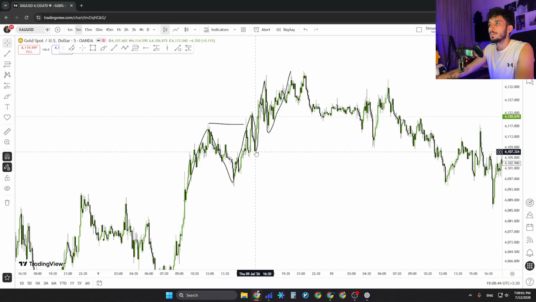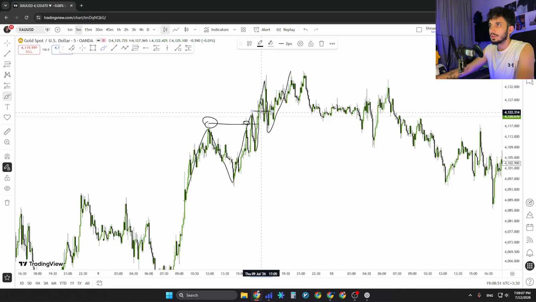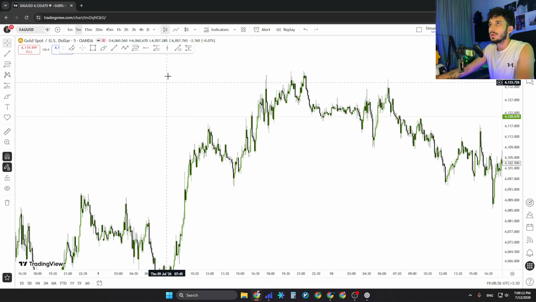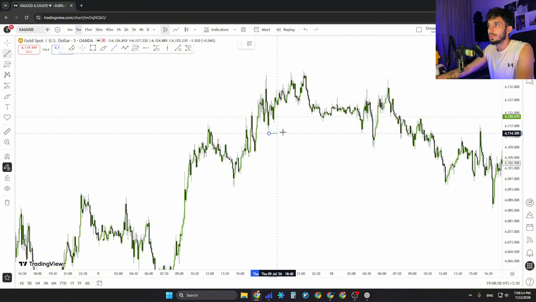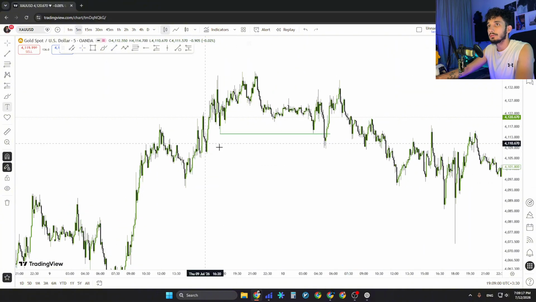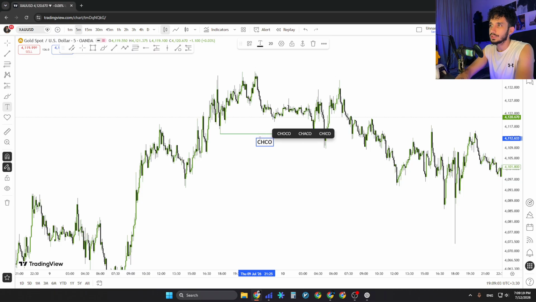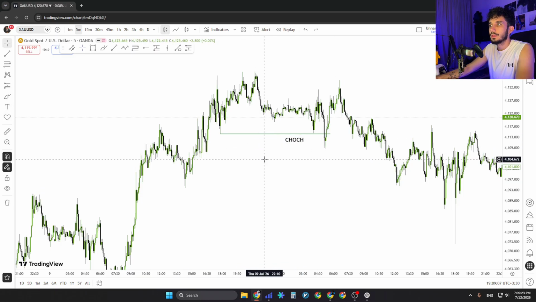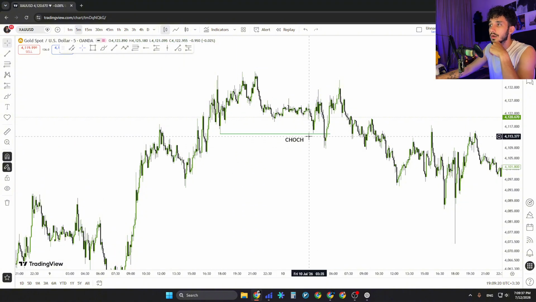Okay, so breakout structures here. You see here, here, even here, and where is my last low? This is my last low. Okay, that's fine. I have a change of character here. Yeah, this is a change of character because here we broke this support. So you see, this is change of character.